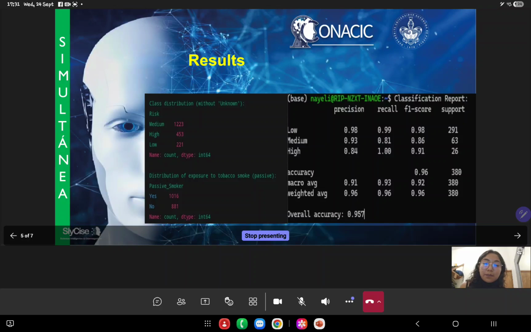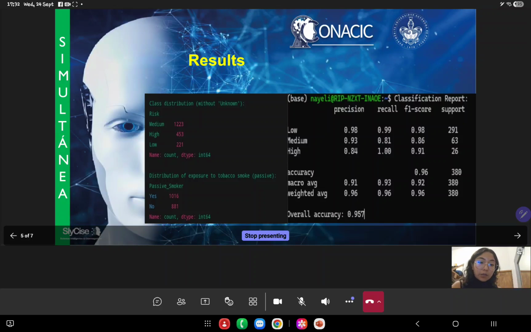In the other images, we can see that the precision of the system is 98 for low, 93 for medium, and 84 for high. And the overall accuracy of the program is 0.95, which we say is very good for the program. We're going to use this data to analyze the risk of microinfarction or clot formation.